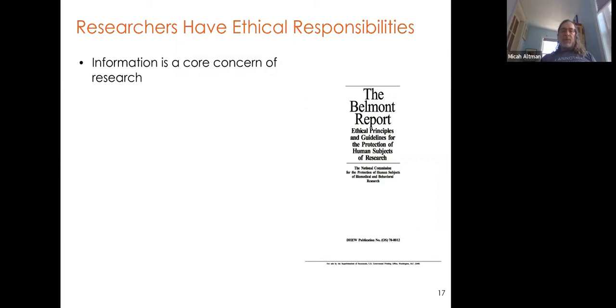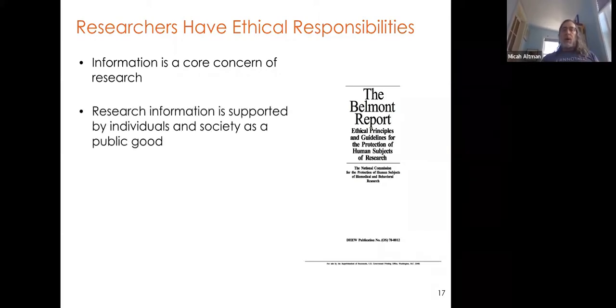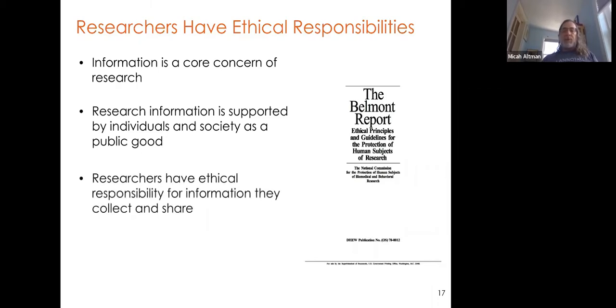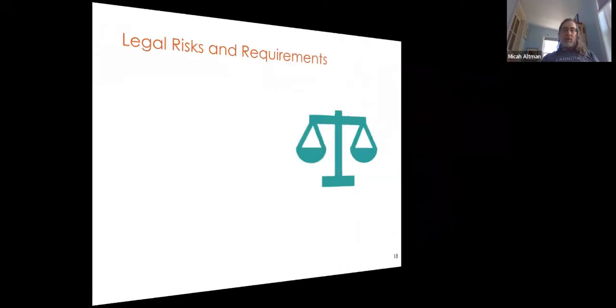And researchers have ethical responsibilities in general. But the point of research is informational. It is to gather information in order to learn. And so when we are doing research on humans, we have to be concerned about the information we gather. That's a central part of what we're doing. We intend to gather that information. We're going to benefit from it, and protecting it should be a core concern. People participate in research because they view it as a public good, and we have an ethical responsibility both to protect their privacy and to make sure the benefits of the research compensate for the inevitable privacy loss, even when we minimize it, that will be involved in conducting research.